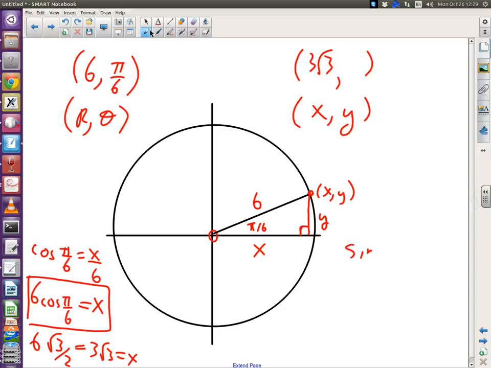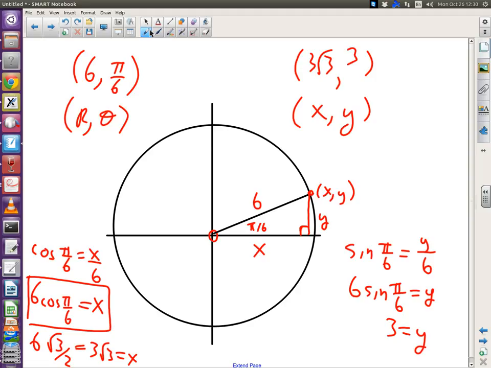So sine of theta, sine of pi over 6, is the opposite over the hypotenuse. And multiply both sides by 6 to get y alone. And don't forget, we did 3 chapters of trig so that you would know that the sine of pi over 6 radians, or 30 degrees, is 1/2. So 6 times 1/2 is 3. So y is 3. There you go.